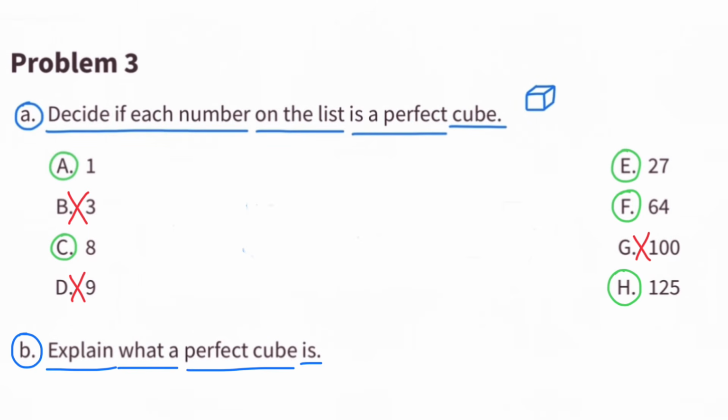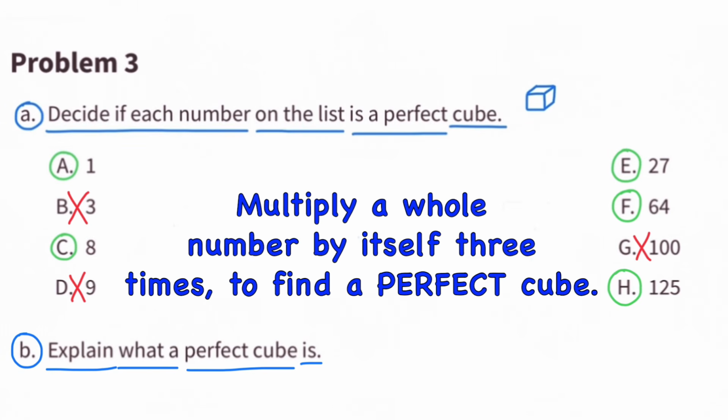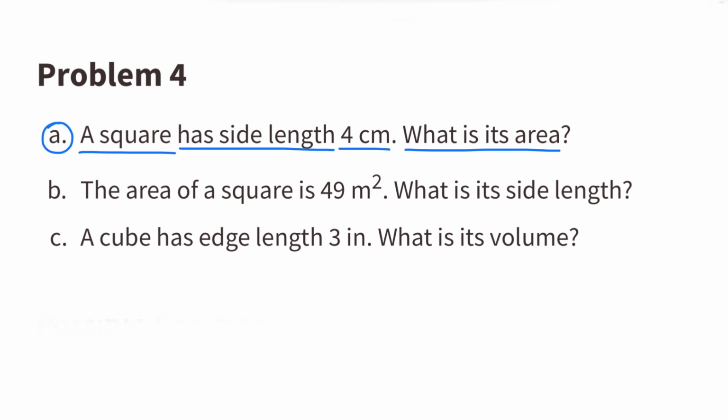B. Explain what a perfect cube is. Multiply a whole number by itself 3 times to find a perfect cube. Number 4. A. A square has a side length of 4 centimeters. What is its area?